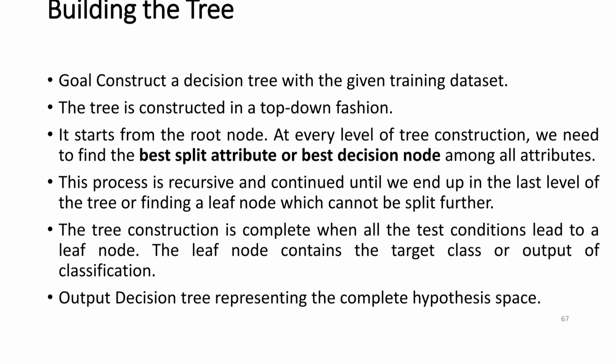It starts always from the root. At every level of construction, we need to find the best split attribute or the best decision node. Who can make the decision? The parent node or the root node, based on the attributes given in the data set. This is a recursive process. So by doing this many times, we get the complete data set in the form of a tree. From that tree, we can make a prediction or we can decide the class.